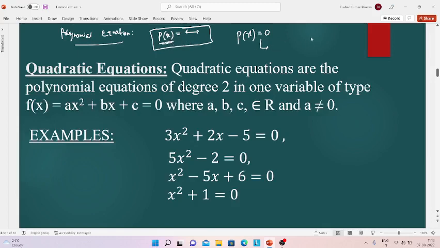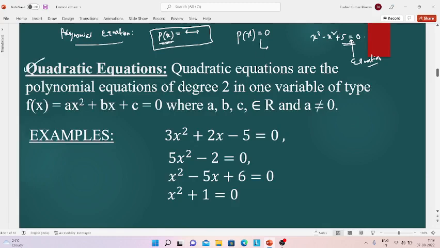So you can understand that if a polynomial expression is given to you like x square plus x plus 5, and if we equate this with, suppose, 5x plus 2, then this is a polynomial equation. Or you can equate it with 5 only, or with only 0, then this is also a polynomial equation. So if there is any equality symbol, then it is called a polynomial equation.